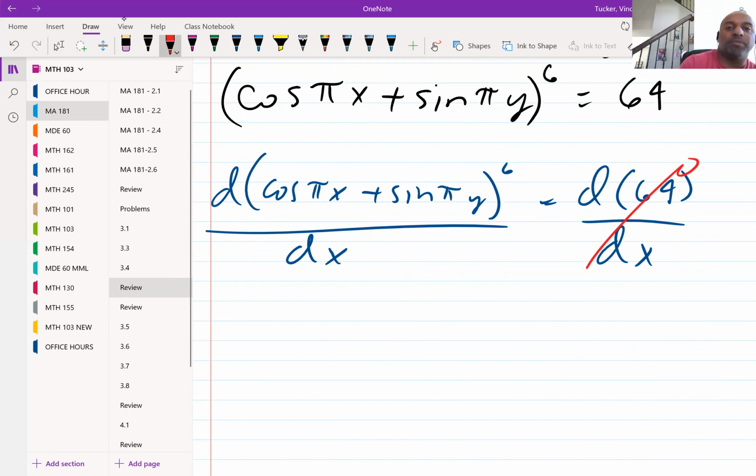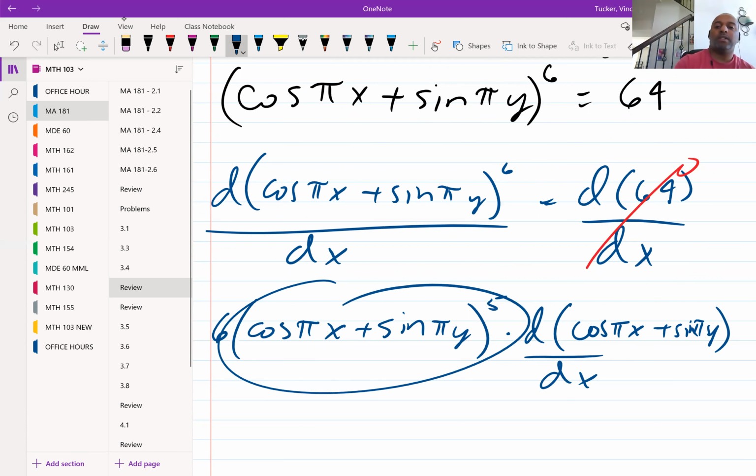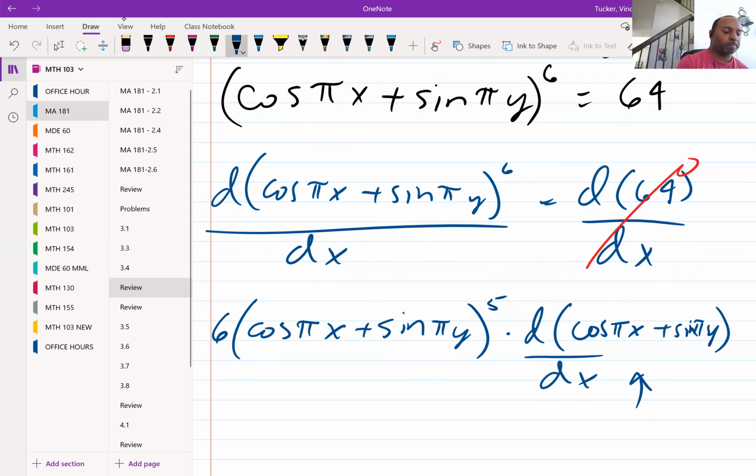So first thing we'll do is bring down the 6. Leave what's in the parentheses the same. Subtract 1 from your exponent. Now we need to take the derivative of what's going on in the inside with respect to x. So this part is done. Now we need to take care of this part.